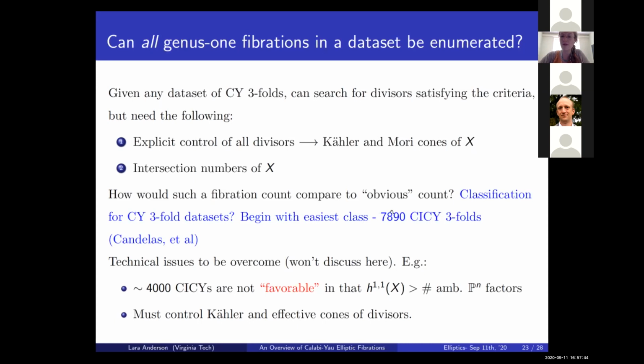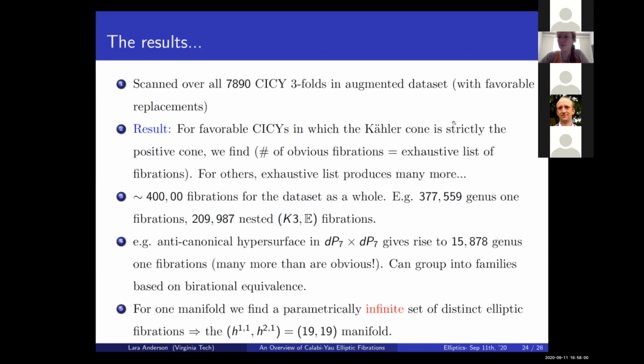So we began with the oldest data set of Calabi-Yaus, the 7,890 CICY threefolds, and we classified all possible fibrations that could arise. There are some technical issues to how you actually accomplish this that were hard to overcome. Not going to talk about them today. But let me try and show you the results. So of those 7,890 CICY threefolds, what we found is that there are about 400,000 fibrations for that data set as a whole.